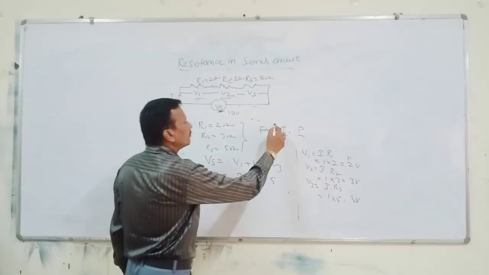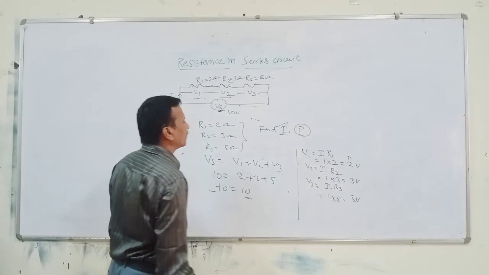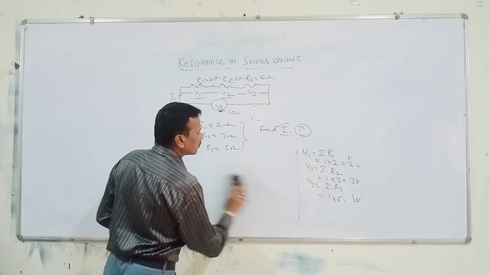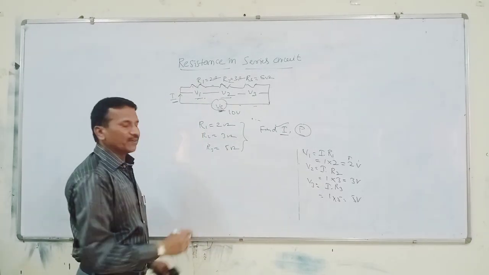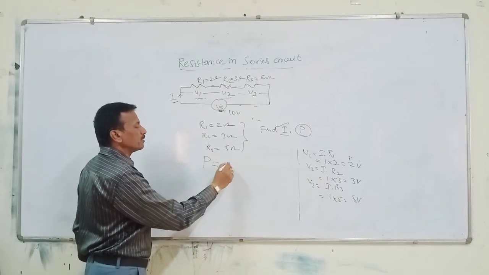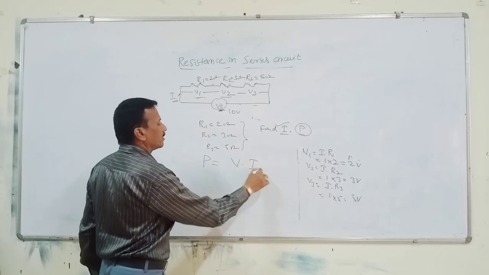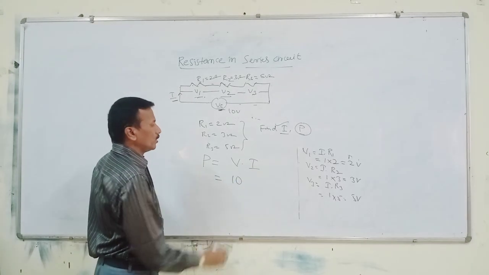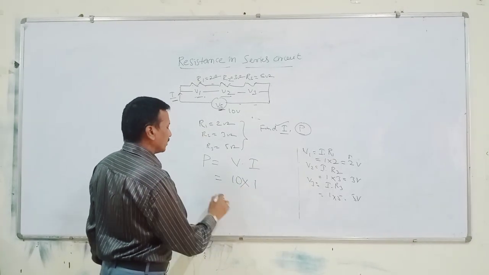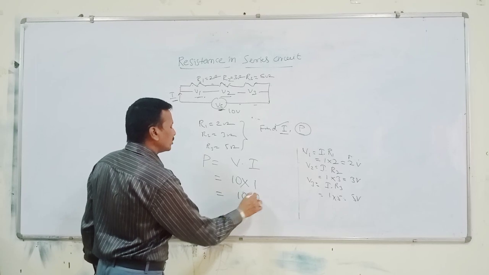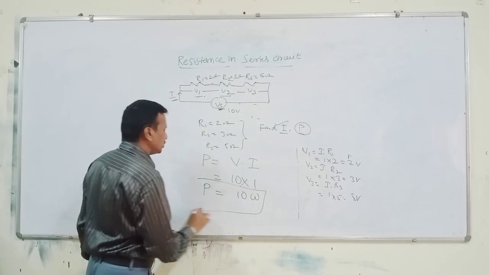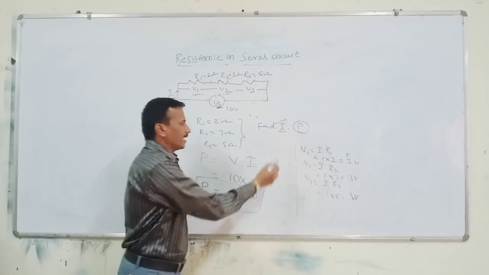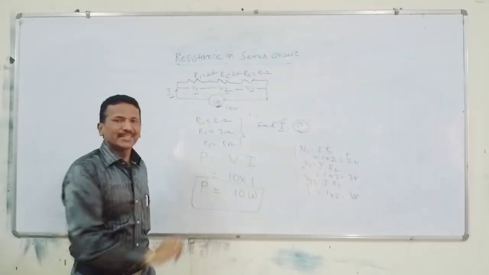Still, we found the current, and now you have to find the power. What is the formula to find the power, students? In the previous video I explained the basic relations to find power. Power is a product of voltage and current. The voltage given here is 10, and the current we got is 1, so the power is 10. The unit of power is watts. So this is your answer. We found the current, the voltage drops, and the power.